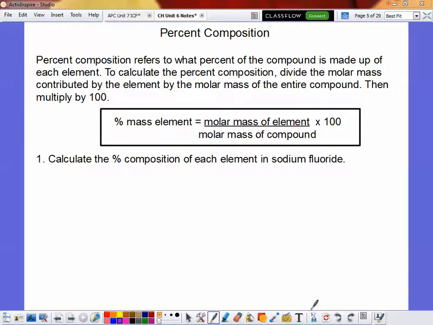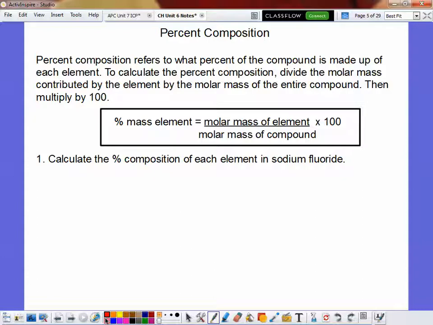Okay, so like I said, this is percent composition. Percent composition is how we're going to determine it for every element in a compound. Okay? Think of percent as part over whole times 100. So the individual component that we're looking at, the individual element, or the molar mass contributed by the element, divided by the entire molar mass of the whole compound times 100.